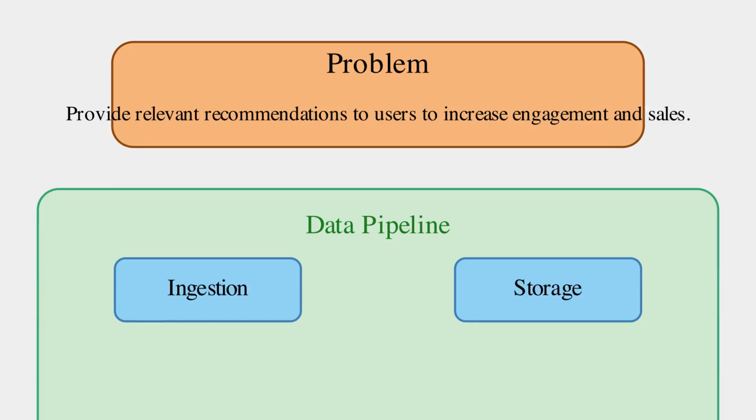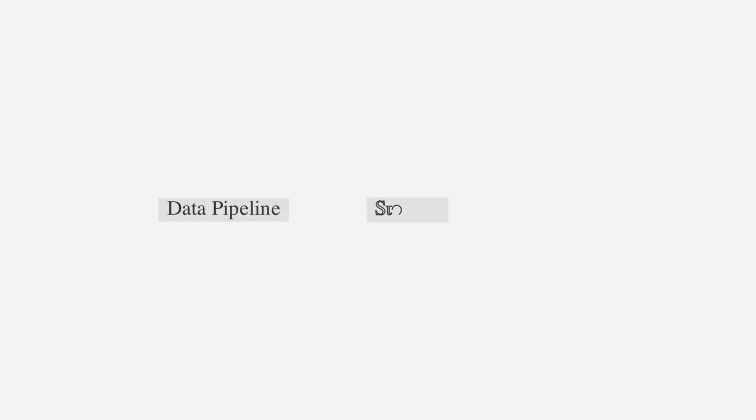Data pipeline ingestion: real-time user clickstreams, historical purchase data, product catalog updates. Storage: data lake for raw data, feature store for user embeddings, product embeddings, and real-time user session features. Feature engineering: features like the user's last 10 viewed categories, time spent on product page, product popularity score.